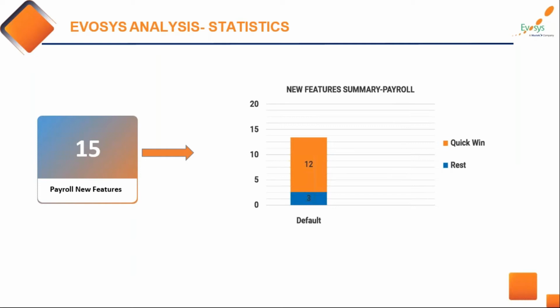All right. And so our analysis on this latest update is that there are 15 new features for payroll that are delivered with this 20D update. Of those 15, 12 of them we perceive to be quick wins that you're going to be able to take advantage of without a lot of effort associated with them. But there are 3 that are more complex. And so Vikram will take you through this and talk more about what's involved with those particular features.